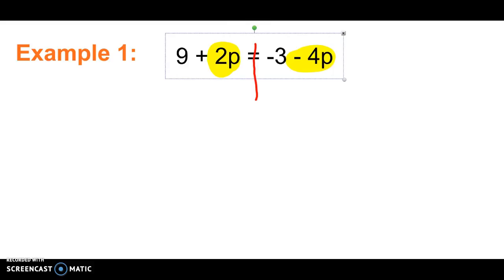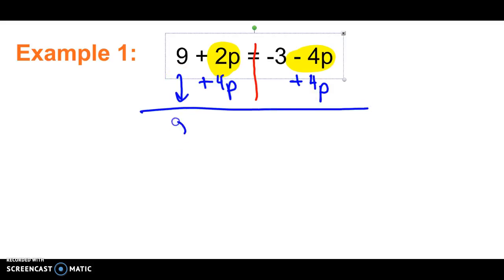So what I want to do is get all the p's on the same side. Look at your p's. You have 2p and negative 4p. Which one's smaller? Well, negative 4 is smaller than 2, so that's the one I'm going to move. And if you remember, to remove addition or subtraction, we do the inverse, the opposite. So I'm going to add 4p to both sides. Another way of remembering is if it's negative on this side, it's going to be positive on the other side.